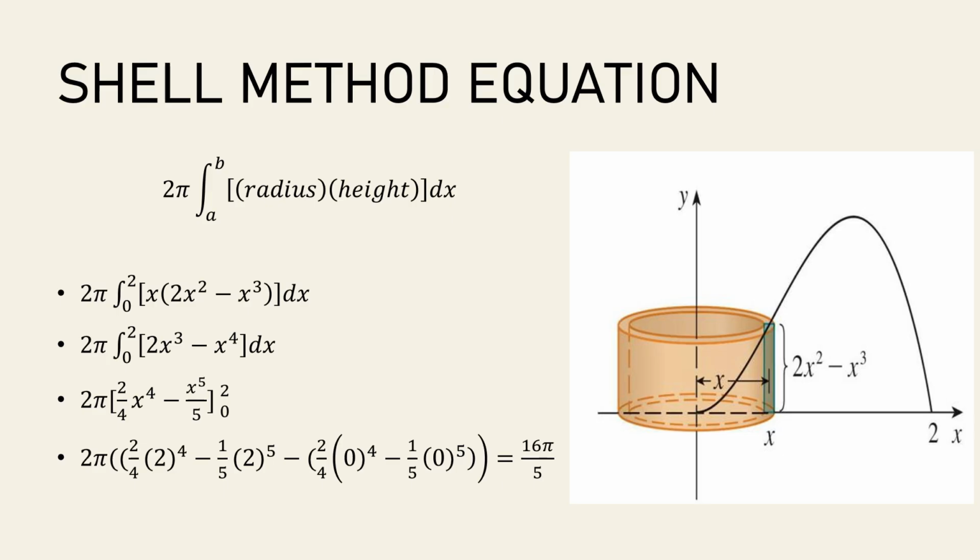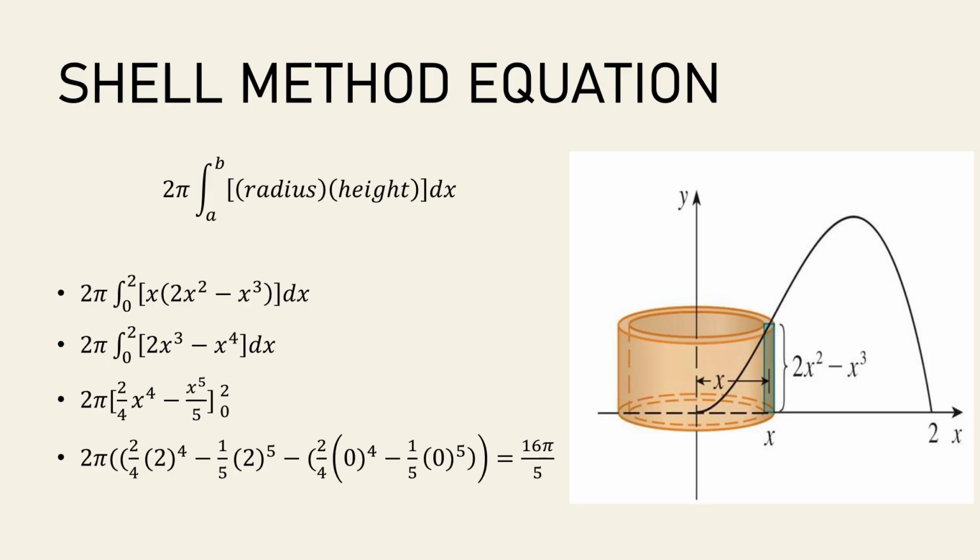We then use the formula V equals 2 pi times the integral from a to b of our radius times our height times dx for our thickness. The reason this formula contains 2 pi is because the circumference of a circle is equal to 2 pi r. Every shell can be thought of as the circumference multiplied by height and thickness. In other words, circumference times height times thickness.